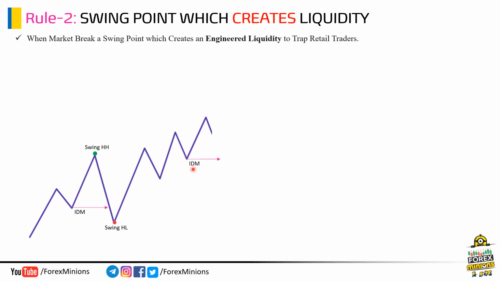Now, let's check the market reaction here. See, the market took out this inducement and moved higher again. Here, this will be our swing higher high and this low is our swing higher low. Check this new high now; for this high, this is our inducement level.